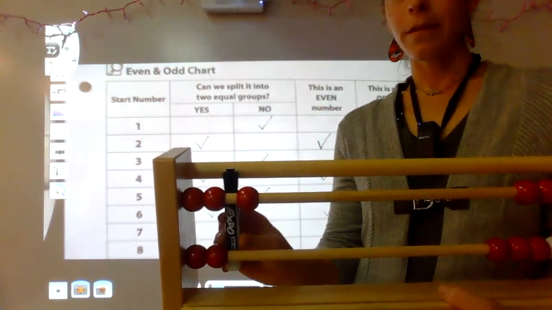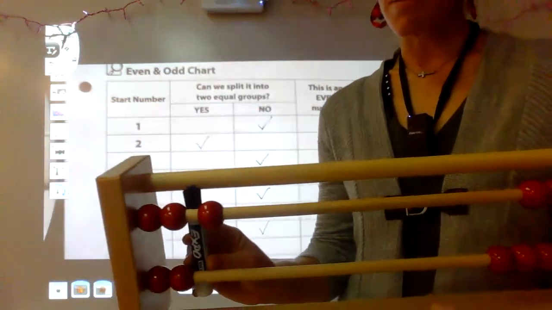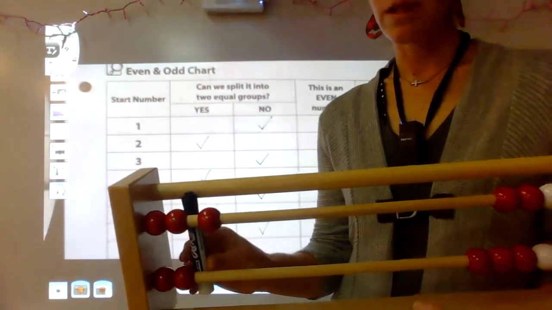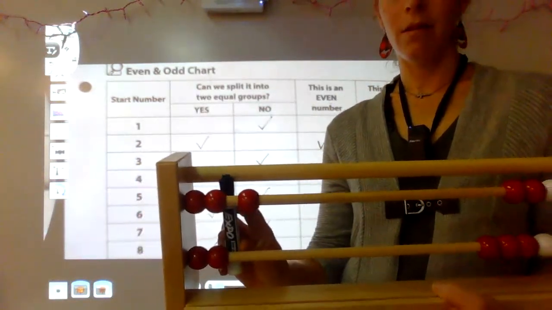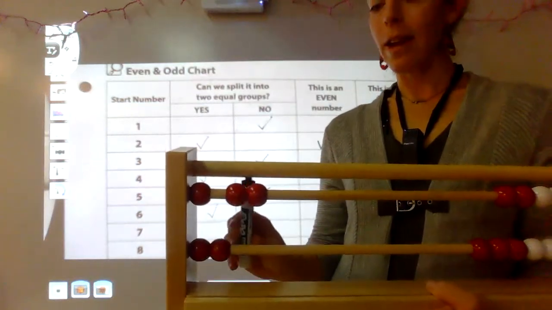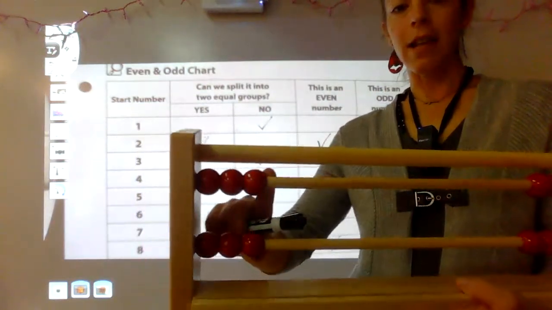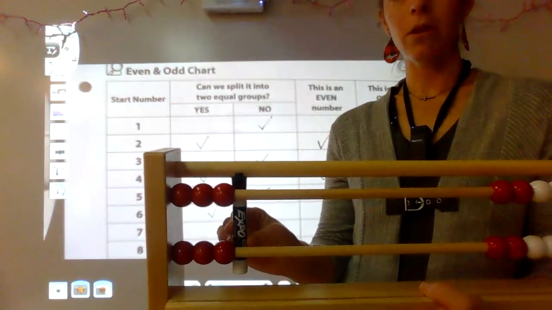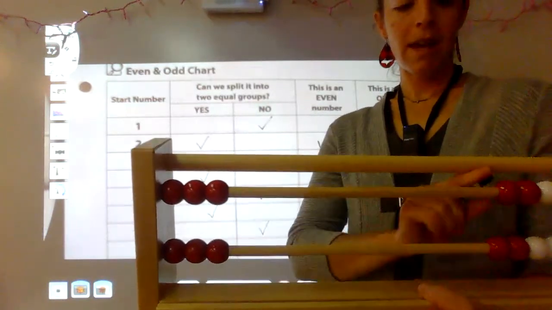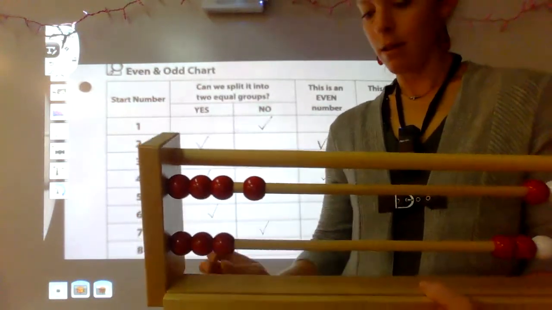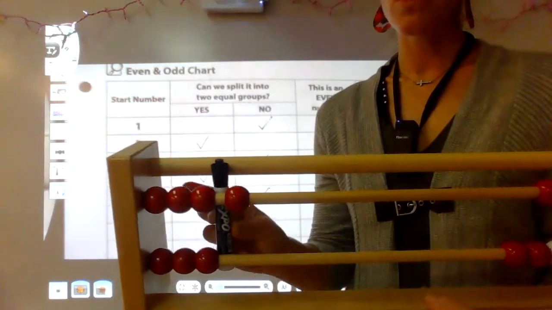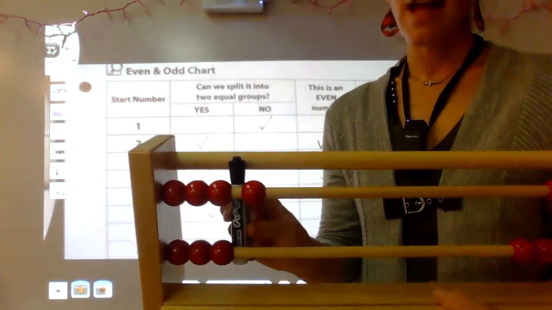So 5 is an odd number made up of 2 groups of 2 and 1 more. So the double fact will help us. So let's go to 6. 6 is an even number, 2 equal groups. To make 7, oops, 7, you see, is an odd number made up of 2 groups of 3 and 1 more.